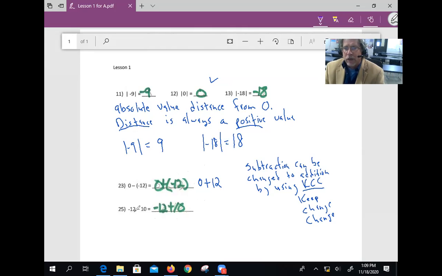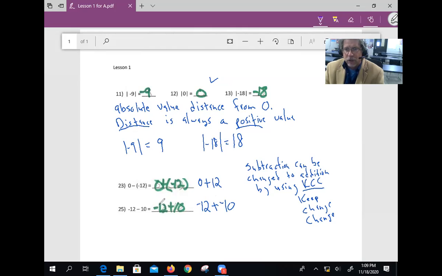So if I want to rewrite -12 take away 10 correctly, I keep the -12. I'm allowed to change subtraction to addition as long as the second number also changes. Notice how the second number is a positive 10. So positive 10's got to turn into a -10. Now those two are equivalent. So if you put -12 take away 10 into your calculator, that should give you the same thing as -12 plus -10. They should both give you a -22, either way you do it.